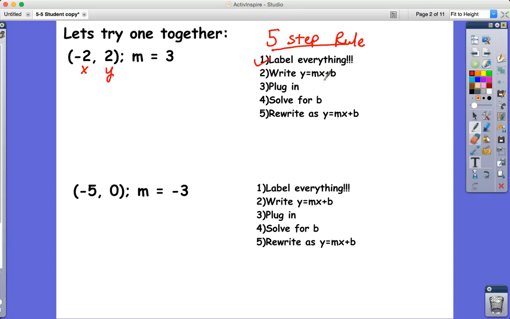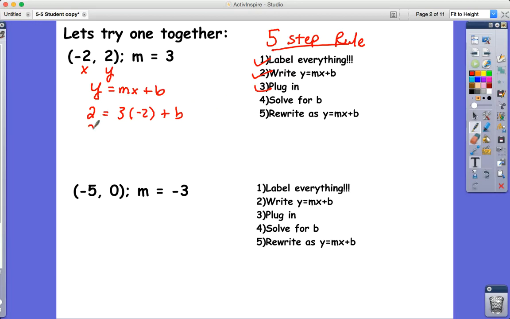Check. Write y equals mx plus b. Yes, you have to write y equals mx plus b until you become experts at this, and I will graduate you on. Plug in. What are we plugging in? x, y, and m. So plug in y is 2 is equal to m is 3 times my x is -2 plus b. That's all I can plug in. My y goes there, my m goes there, and my x goes there.